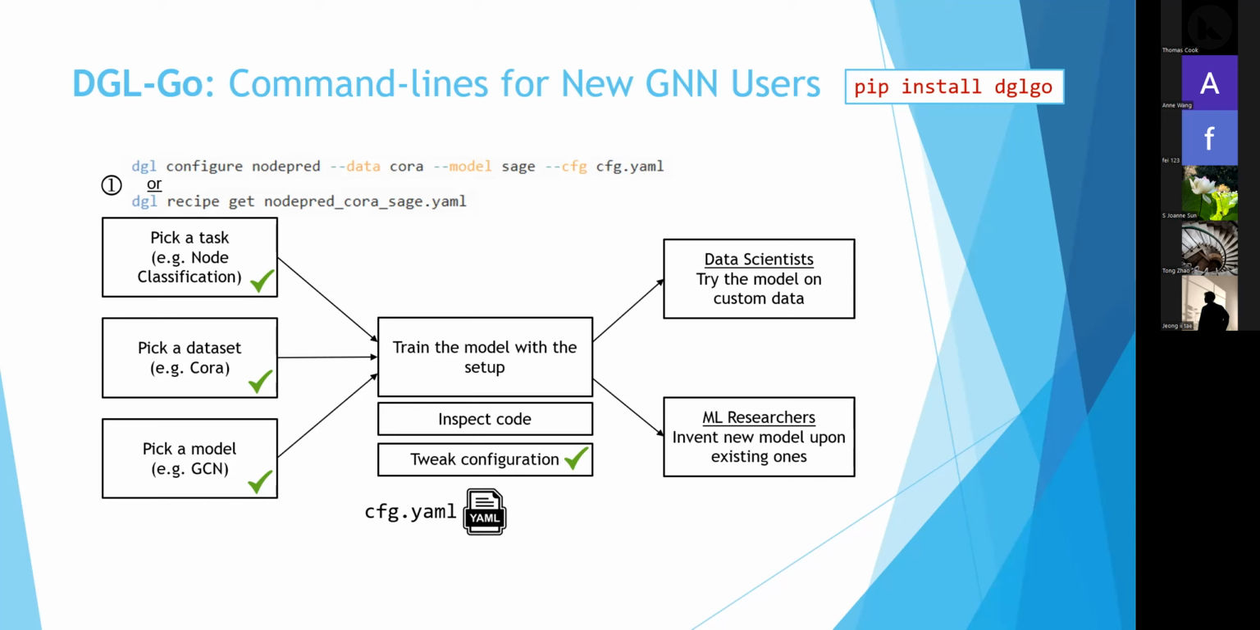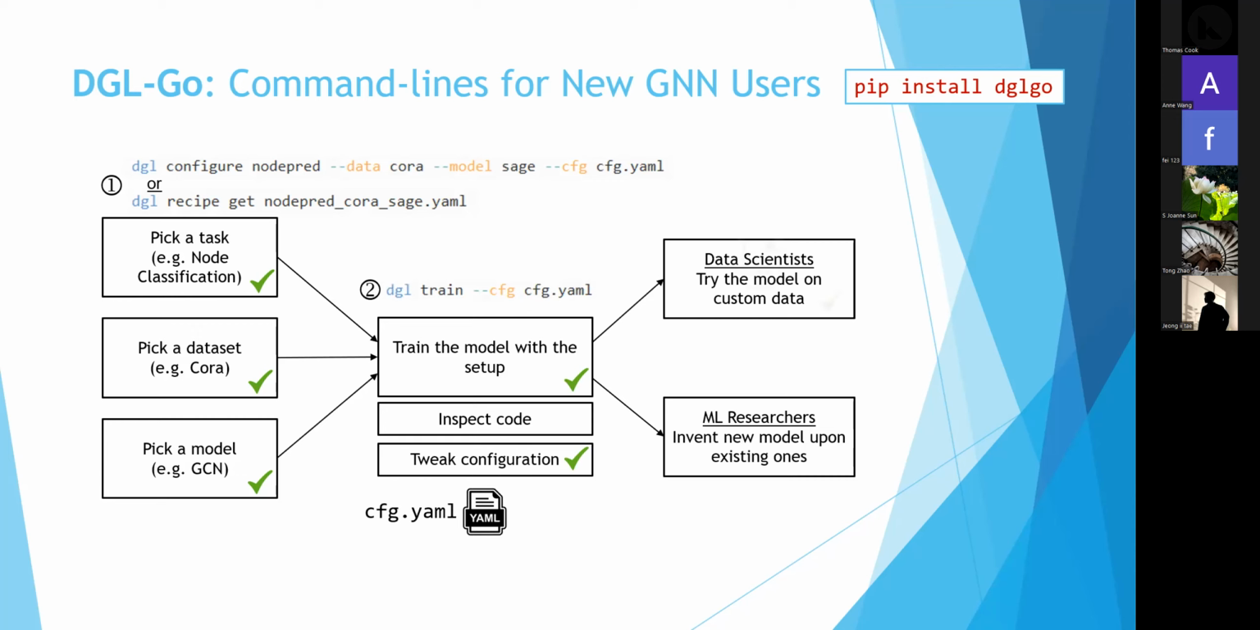We also provide several recipes, which are configuration files whose model accuracy we have verified. So for example, you can use the DGL recipe subcommand to get some of the recipes that have been verified to be correct. And after we have this configuration file, you can use DGL train with the configuration file as an input to train the model with this setup.